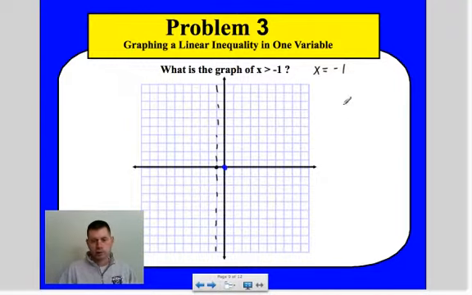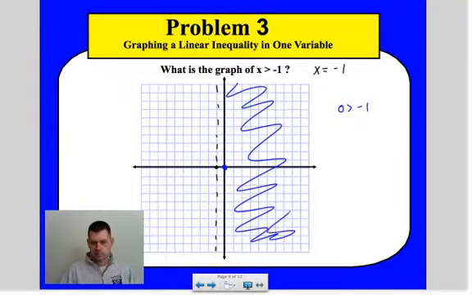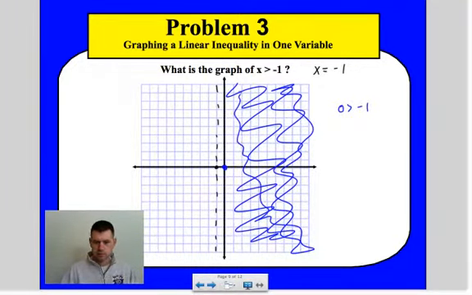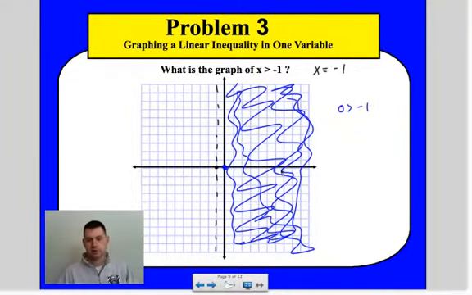So there's no y to plug in, but we do know x is 0. We say is 0 greater than -1? Well, that's true. So then we shade this direction, everything on this side of that line. And there's your answer. Now there was no y to plug in, so that's fine. You just don't plug in a y. It's just an x.